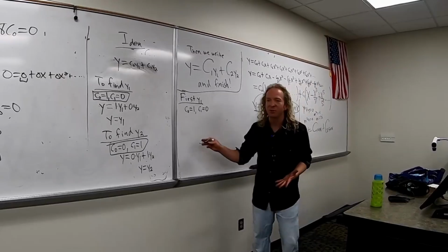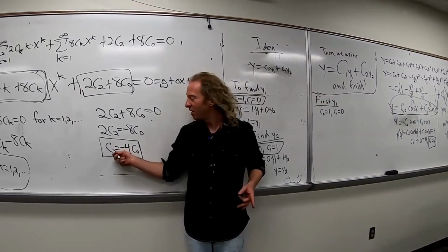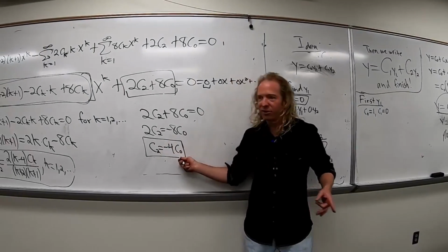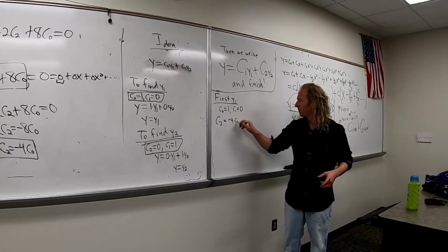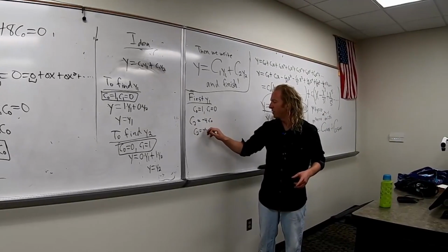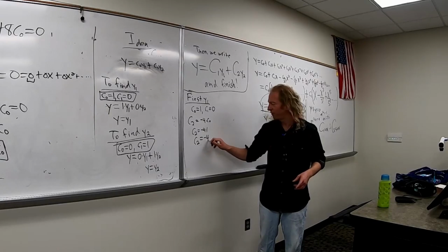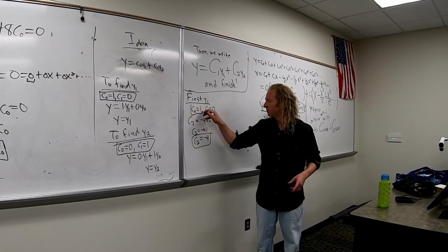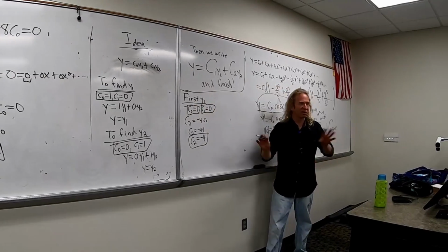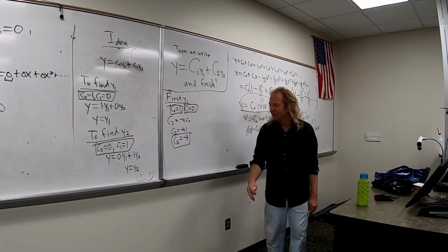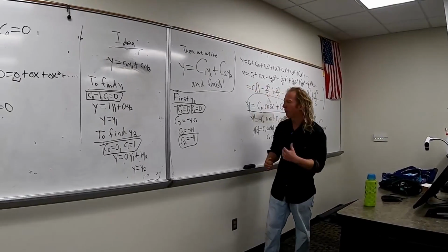Now we have to find C2. Where do we look to find C2? We look here. If C2 is negative 4C0, that's going to give us C2. So C2 is negative 4 times 1. So C2 is negative 4. I box them all because I don't want to lose track. We're not even close to being done, maybe another 30 minutes. We're going to pick up from here next time.